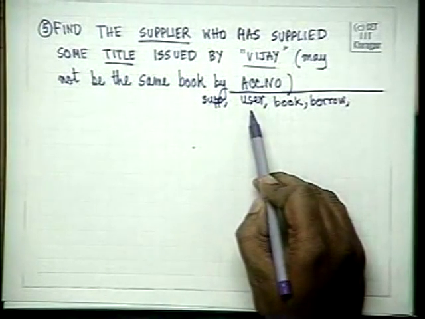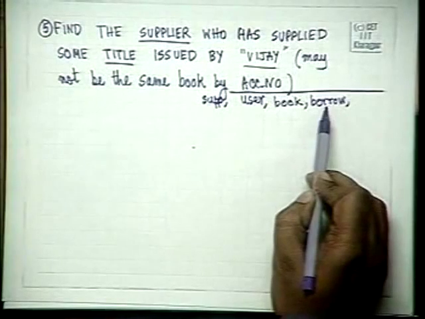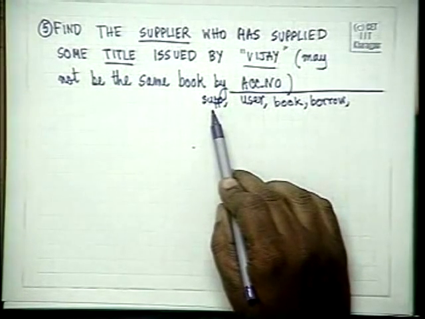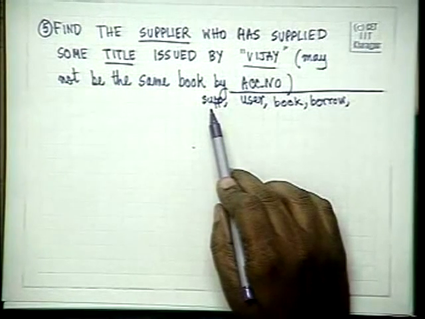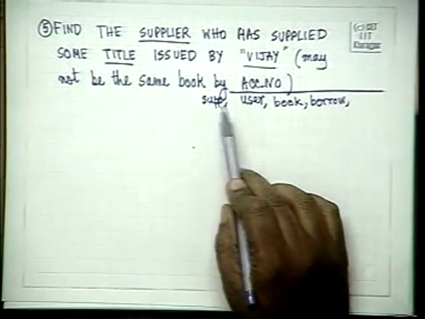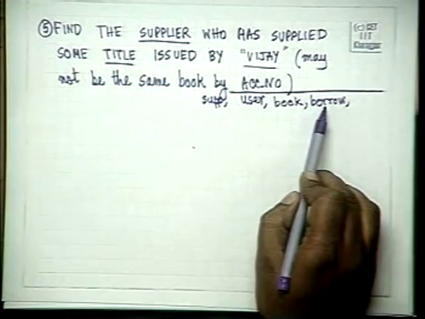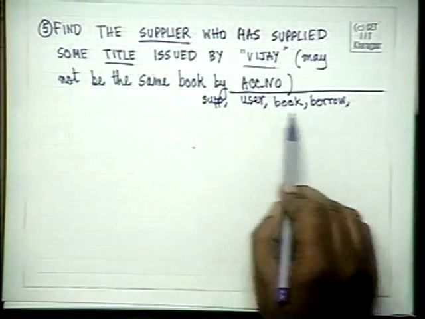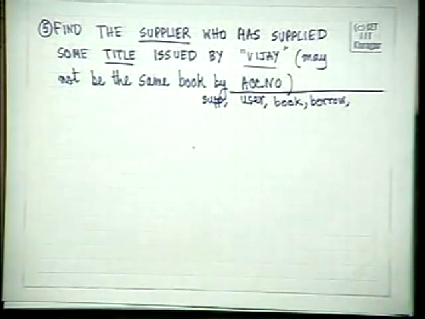because this will give you Vijay. Using this you will get the accession number. From that, using the book, you will get the title, and from the title and the accession number you will get whether the supplier has supplied a book with the same title as the accession number of the book issued by Vijay. So we need not only these, we need to use some of them more than once.